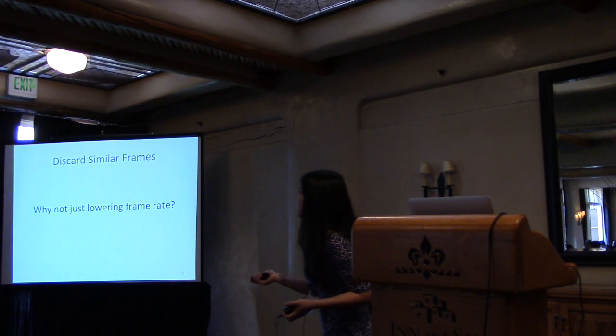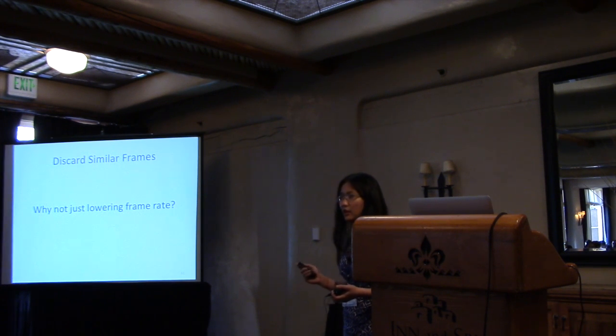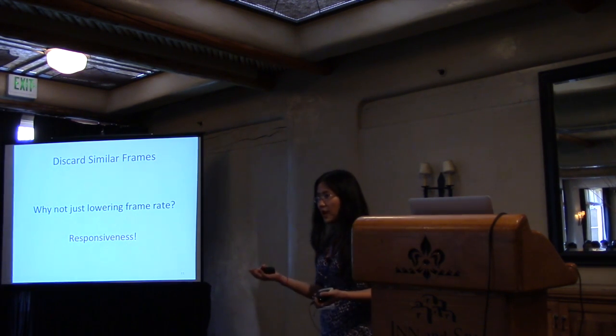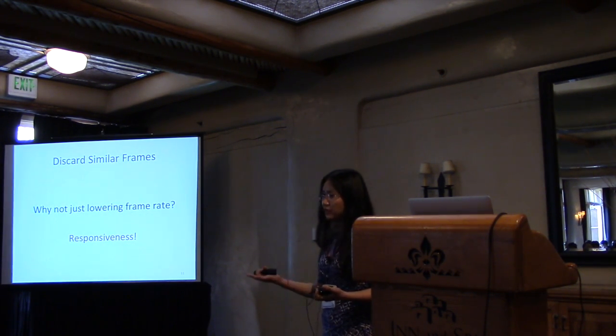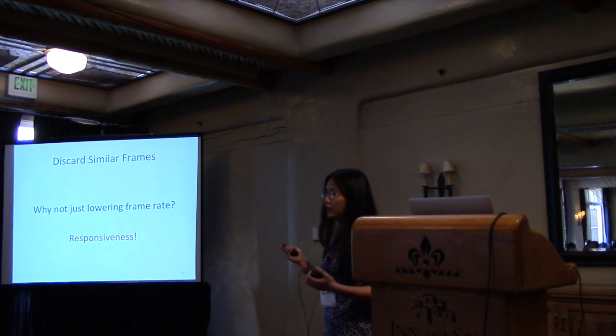So one question pops up: why don't we just lower the frame rate? If instead of 30 frames per second, we capture 1 frame per second, then we are going to automatically get rid of a lot of similar frames. The answer is responsiveness. Although we want to save resources, we don't want to give up the responsiveness of our systems. For example, if a new object shows up in the middle of a second, we want our system to be able to react to it at once. We don't want to wait until the end of this second to receive the first frame containing this new information. So to preserve responsiveness, we need a proper way to detect whether 2 frames are similar or not, and only discard the similar ones.